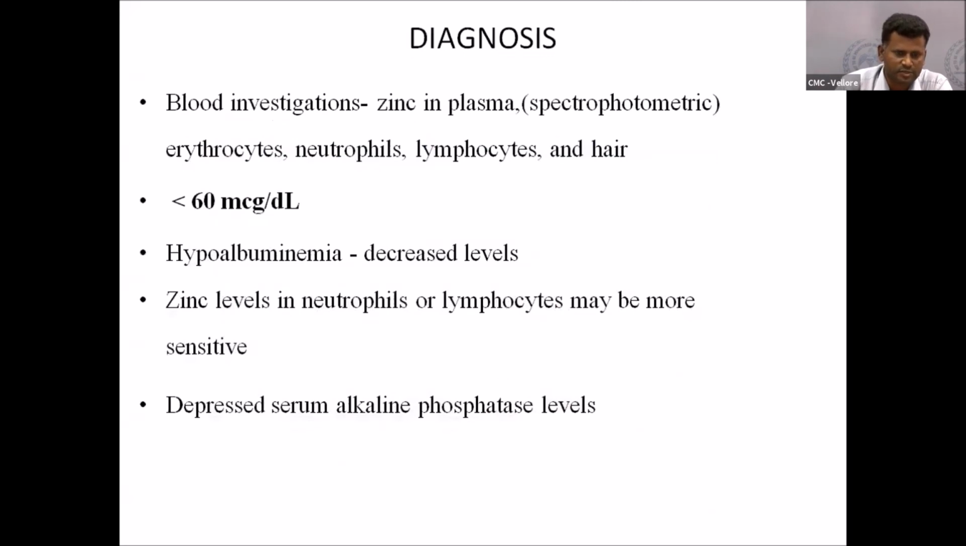For blood investigation, usually zinc can be checked in plasma, but a more useful one is from the lymphocytes and neutrophils. If it's less than 60 micrograms per deciliter in plasma, then we call it zinc deficiency. And hypoalbuminemia sometimes causes a decreased level of zinc.